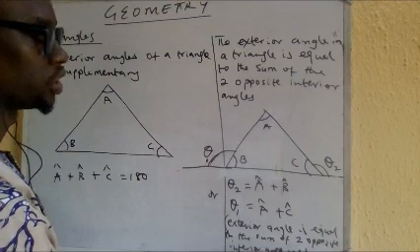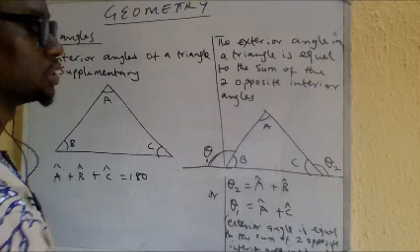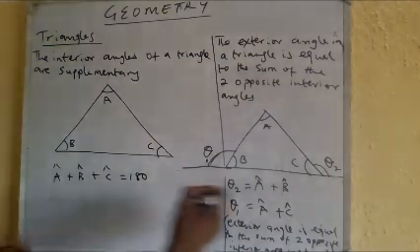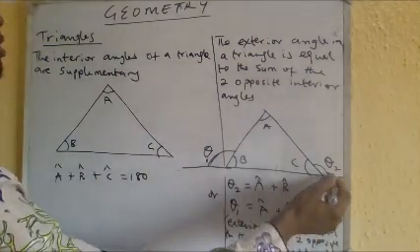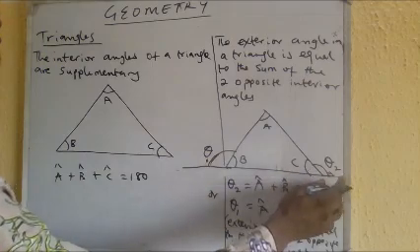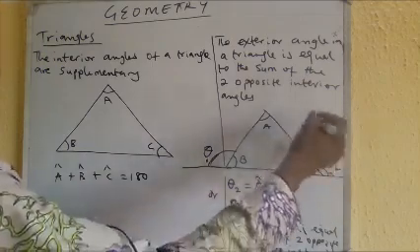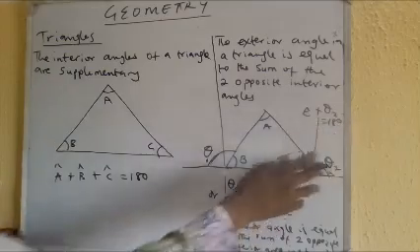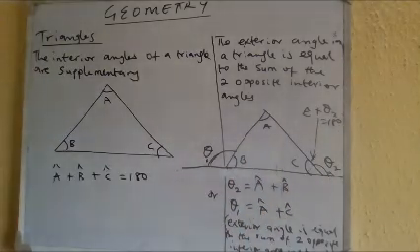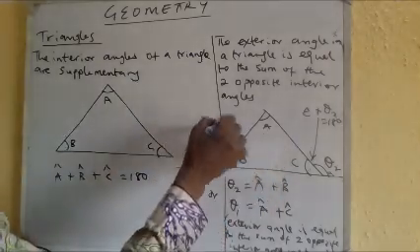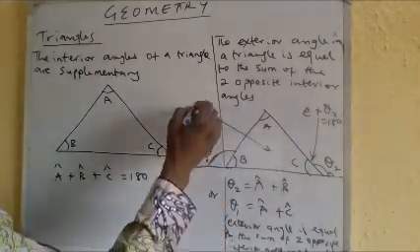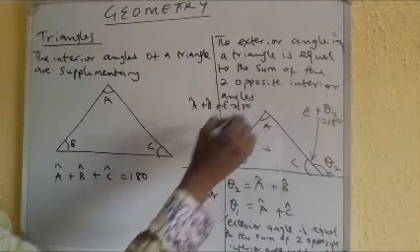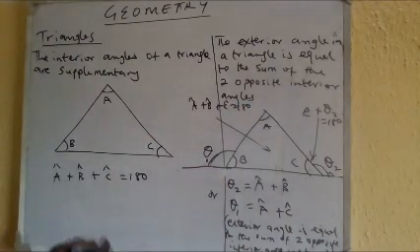So we are building up our knowledge based off theorems. Even from here, I can see another theorem that says that this and this are supplementary because they are angles on a straight line. So from here, I can say angle C plus theta 2 is equal to 180. The reason being that they are angles on a straight line. And from this center one, I can say angle A plus angle B plus angle C is equal to 180. Why? Because the interior angles in a triangle are supplementary.